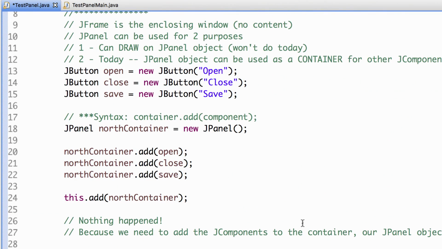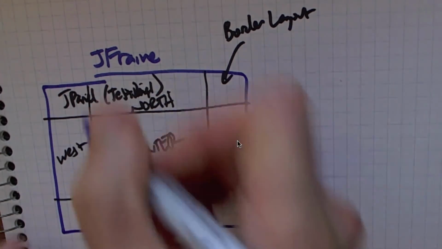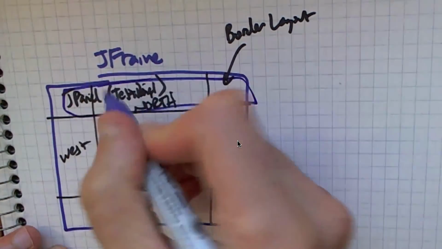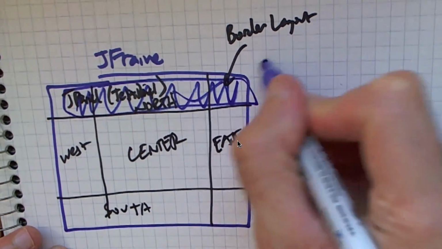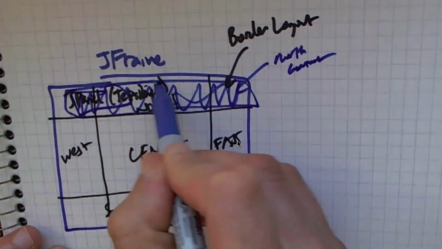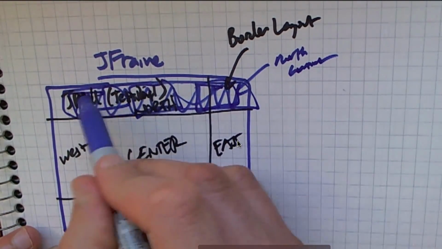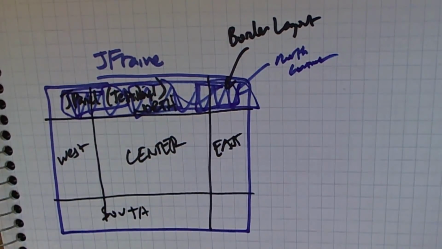If we look, that's what we did here. We called this north container. We added open, close, and save to the north container. So we created a new JPanel called north container, and in there we added this button, and this button. And again, it could be different. Even this could be a different layout. You could have a grid layout here, 3 by 1, 1 by 3.